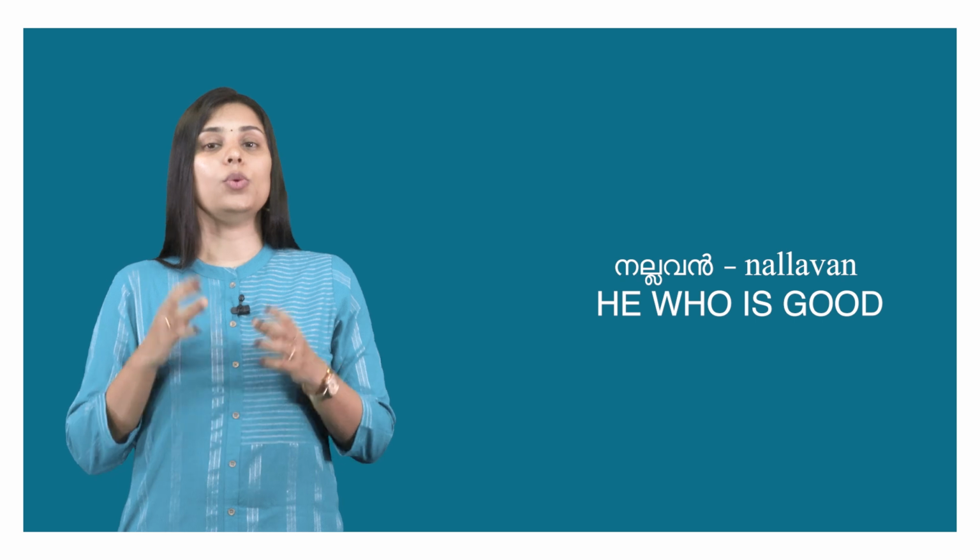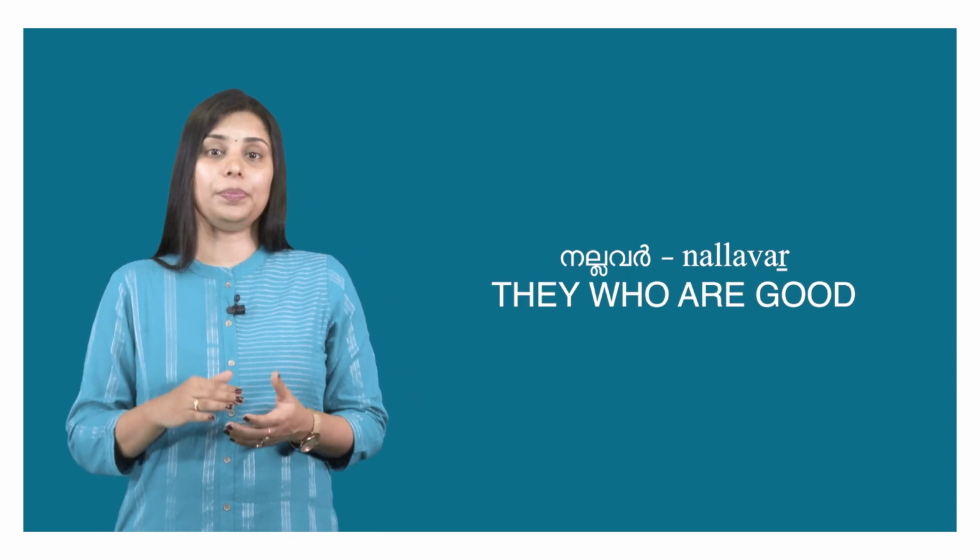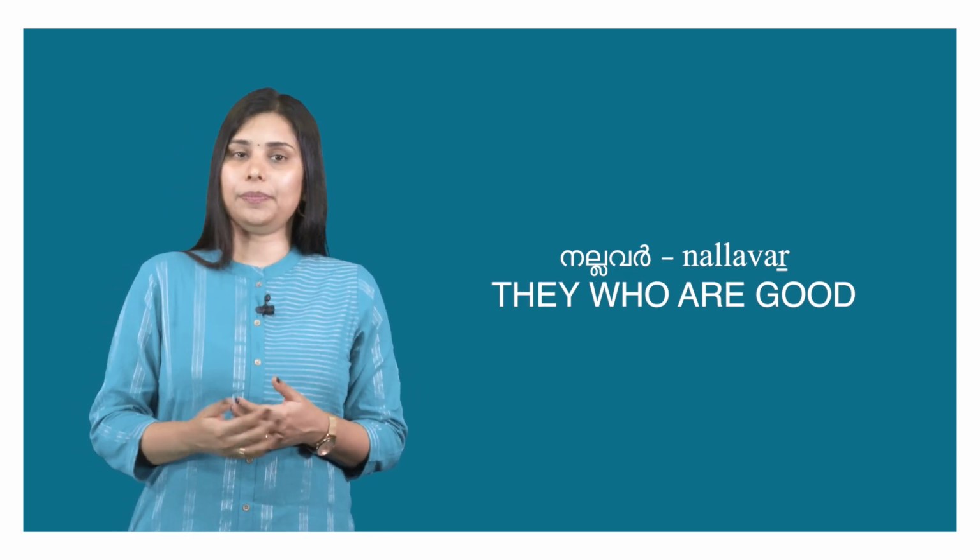For example, the adjective nalla takes different forms based on gender and number. Nalla means good. For example, nallavan, he who is good. Nallaval, she who is good. Nallavar, they who are good. This pattern helps in specifying gender and plurality while maintaining the descriptive quality of the adjective.